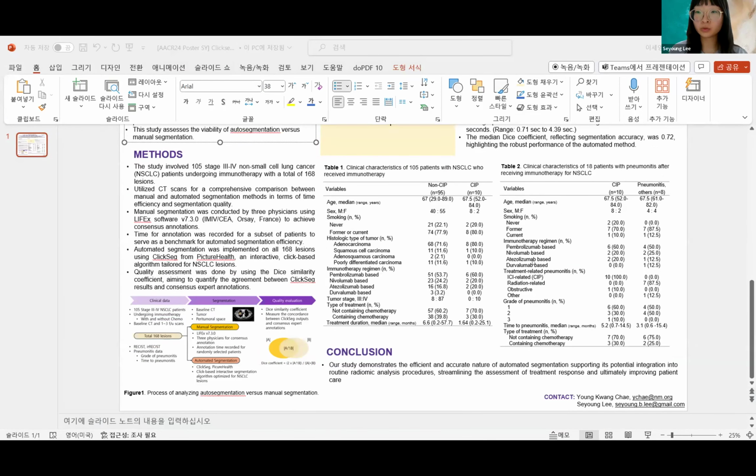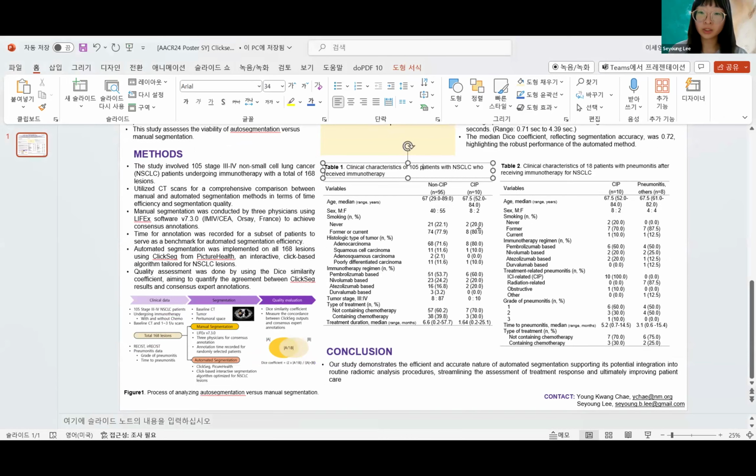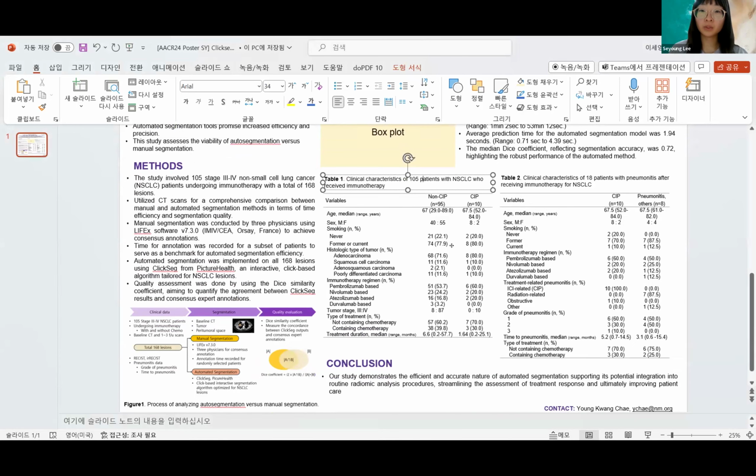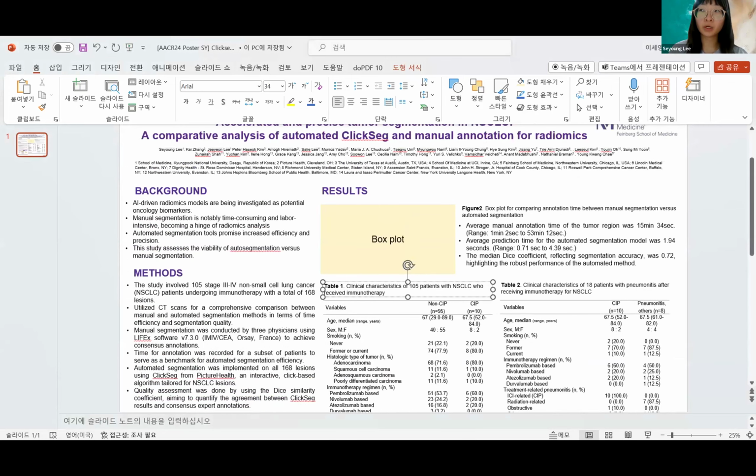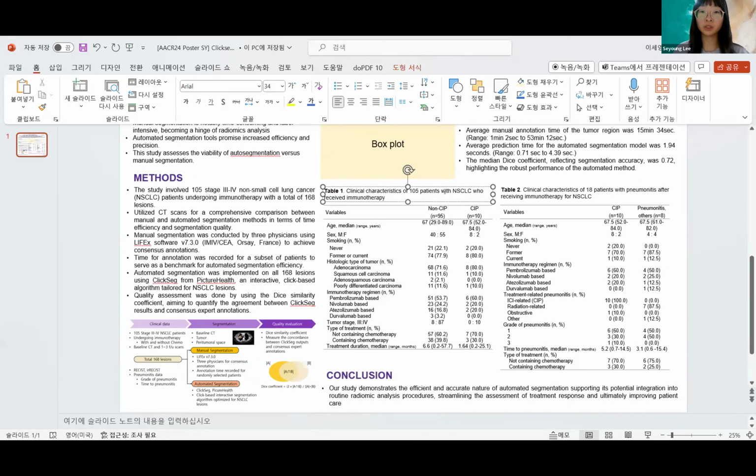Which one are you referring to? Table 1. Oh, yes. I was also thinking what table I should put in here, but from what I know, this was a sub-analysis that we did while we were doing the CIP. So it was the same cohort with the same patients, so I just put CIP.